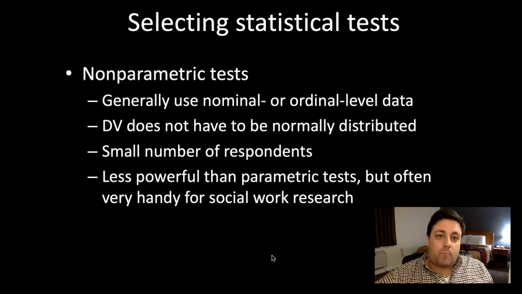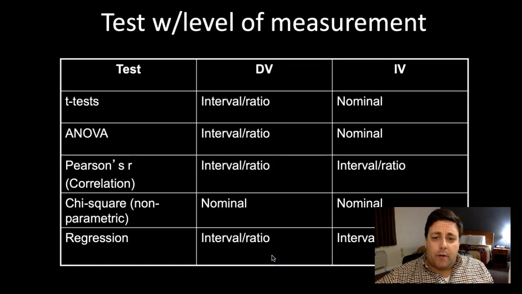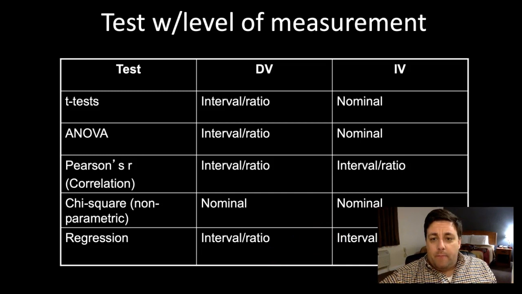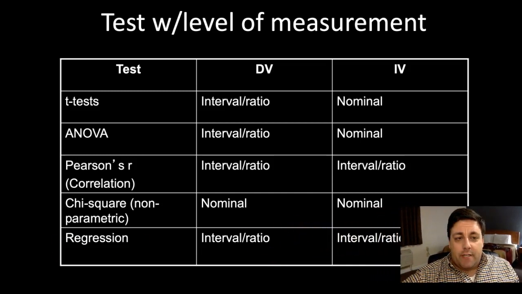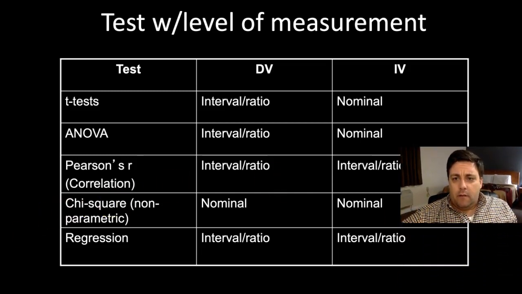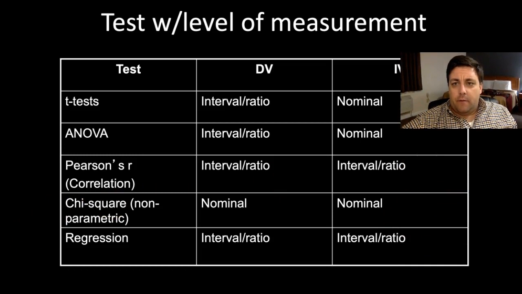Okay. So what are the tests that we're going to talk about here? Here they are. They are t-tests, an ANOVA, a Pearson's R, or a correlation, a chi-square. A chi-square is the non-parametric one, and then a regression. And let me put myself up here real quick.